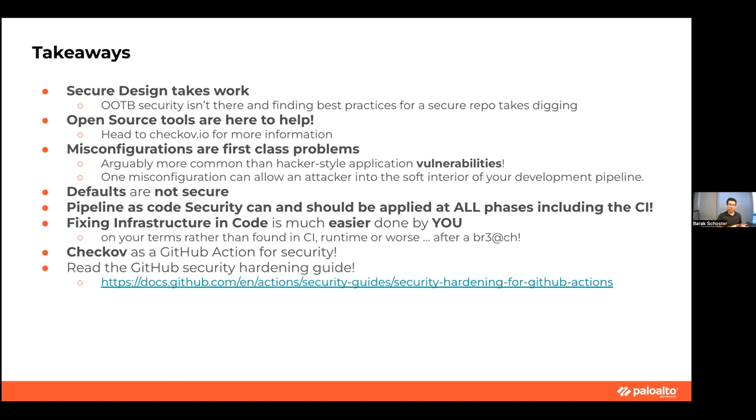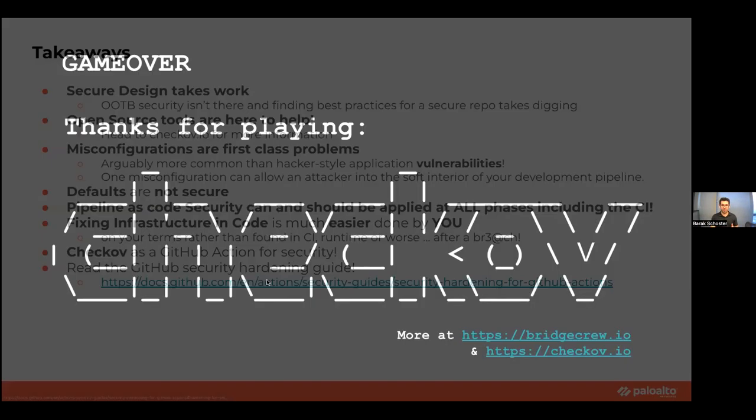Fixing issues like infrastructure as code, or pipelines that we consider as kind of infrastructure as code, pipeline as code, is easy when you use open source tools like OpenSSF and checkup, and it is easy if you catch them early. And I really recommend reading more of the GitHub Security Hardening Guide at that specific link.